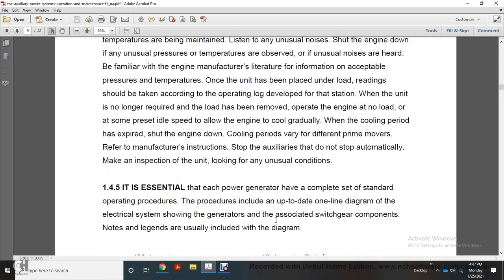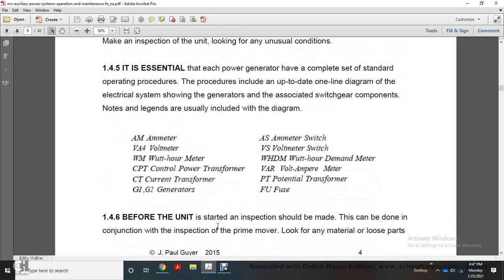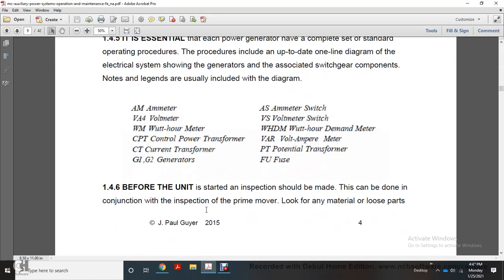145. It is essential that each power generator has a complete set of standard operating procedures. Procedures include an up-to-date one-line diagram of the electrical system showing the generator's associated switchgear components. Notes and legends are usually included with the diagram. The components include the ammeter, voltmeter, wattmeter, control power transfer, control transformer, G1, G2 generators, ammeter switch, voltmeter switch, watt-hour demand meter, volt-amp meter, potential transformer, and fuse.